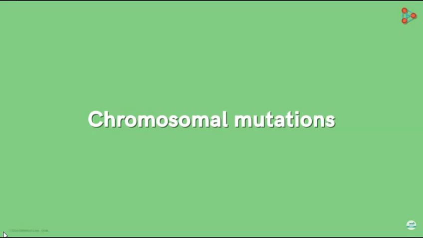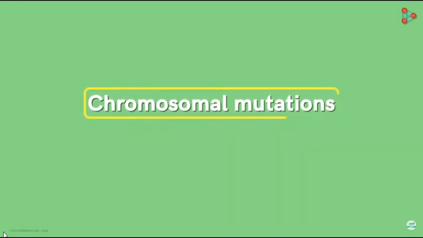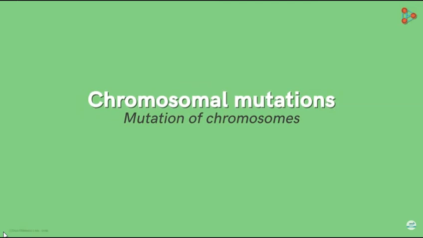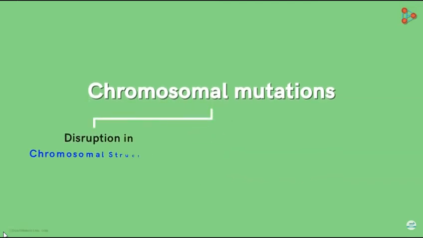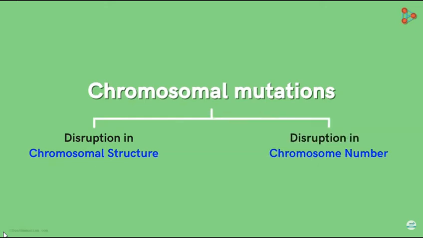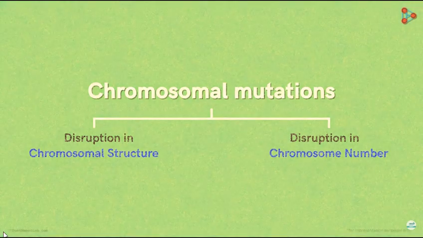As the name says, chromosomal mutation means the mutation of chromosomes. And how exactly does it get mutated? It can happen in two ways. One way is where the structure of the chromosomes gets disrupted. The other is where the number of chromosomes is different than the usual in the organism. Let's have a look at each type.